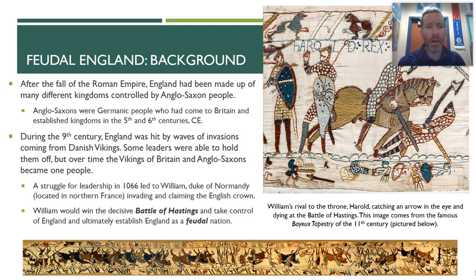of merge together, and that's going to come through with one Norman in particular from 1066, a guy named William, who will later on be known as William the Conqueror, who will come from northern France and will invade England. He wins a battle at the Battle of Hastings, and he takes control of England and establishes it as a feudal nation.